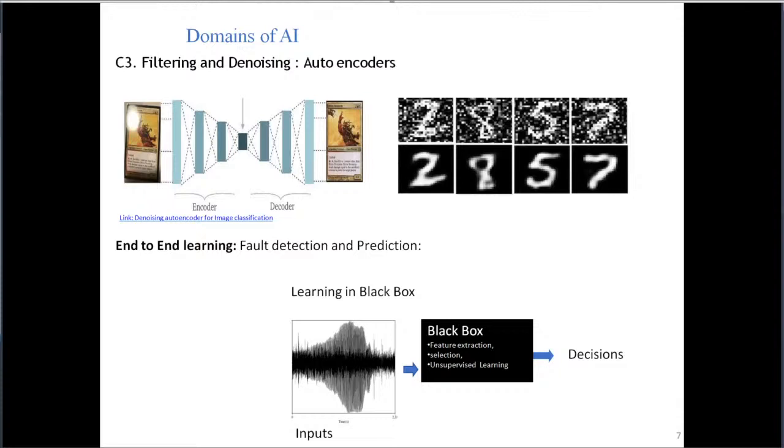Noise is not always hardware noise. I'm talking about Gaussian kind of noise, white noise, which is always beneficial. Once the image is destroyed, no one can steal your pattern, whether it is a signature also. So it is like encryption. Fault detection prediction I already told. So these are the domains.